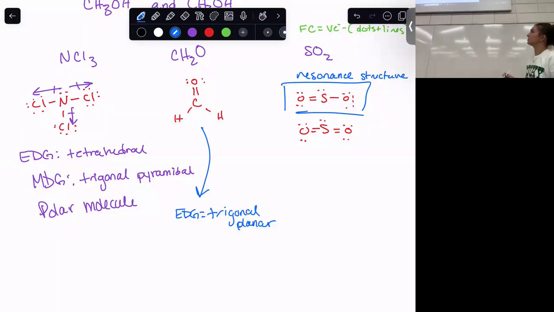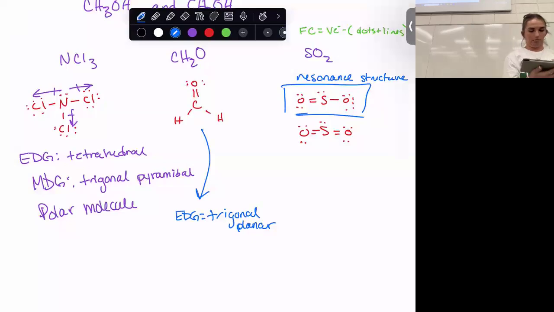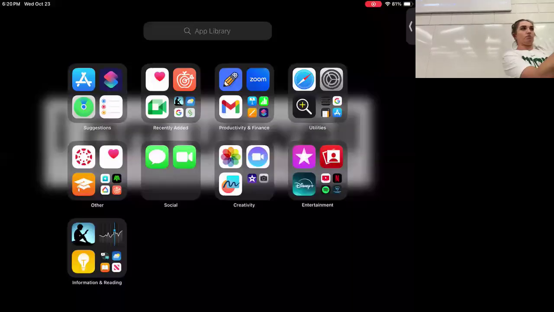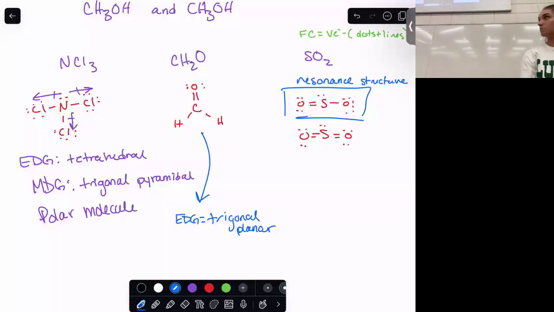Okay, notice the difference between trigonal planar and trigonal pyramidal. Planar has plane in it, right? That means that you can put a piece of paper on it. It sits flat on your plane. The trigonal pyramidal would come out of your plane, sitting like this on top of your screen. The planar lays flat.